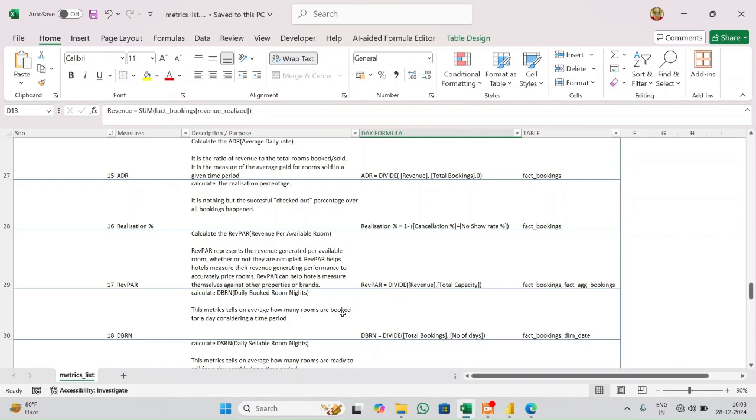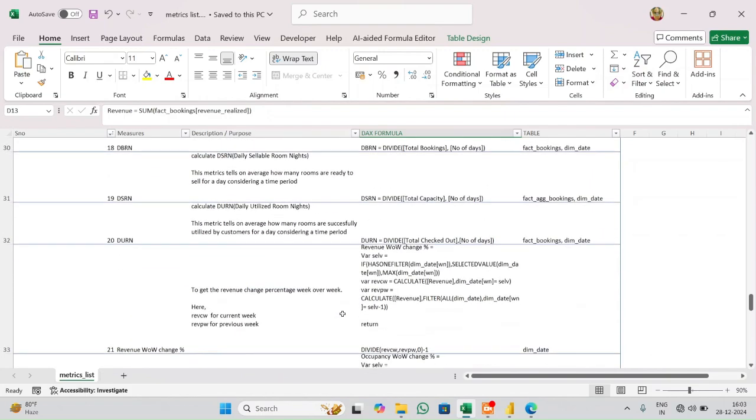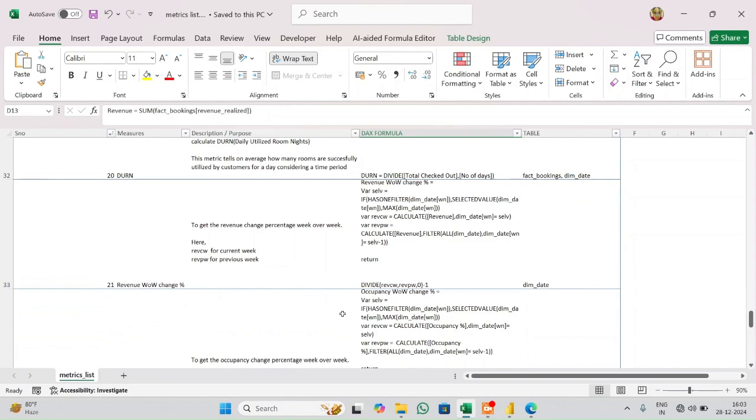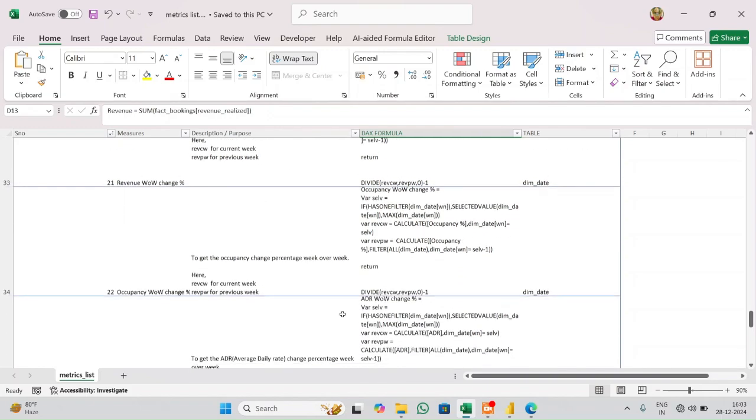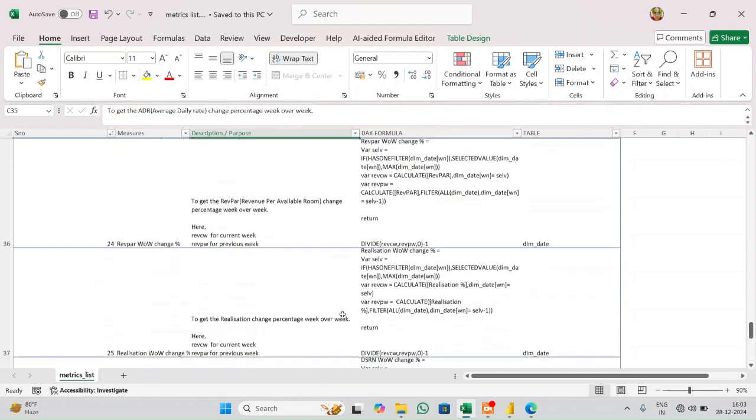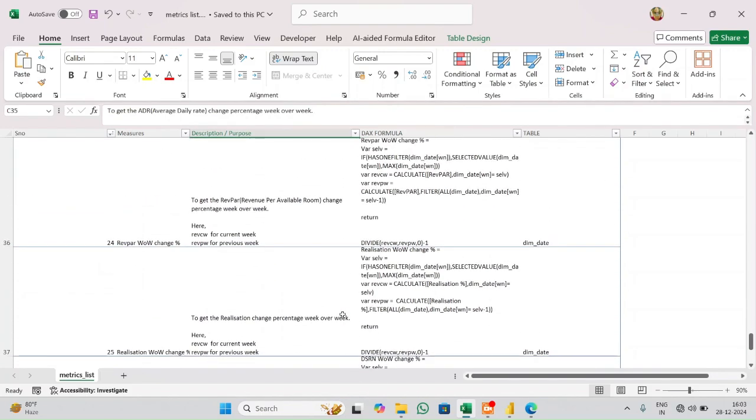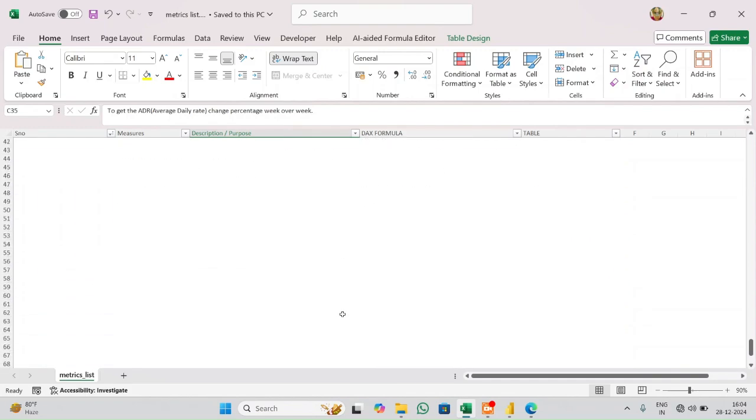DBRN, daily booked room nights, daily sellable room nights, daily utilized room nights, revenue week on week changes. So if we want to check what is the change in the revenue based on the room class, based on the city, based on any other dimension, we have to check the week on week changes, because in the hospitality industry, we cannot check the performance in yearly terms. We have to check in terms of weeks. Then occupancy rate week on week changes, ADR week on week changes. Each of them will be calculated for the week on week percentage changes, the realization, DSRN, DBRN, etc.